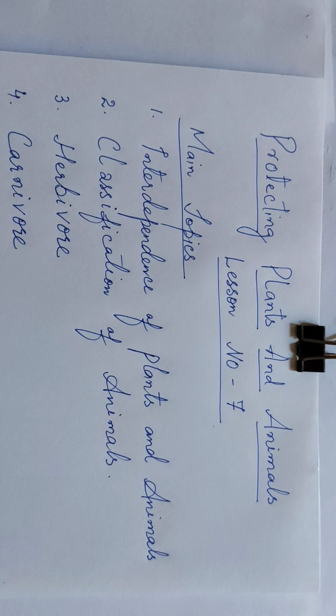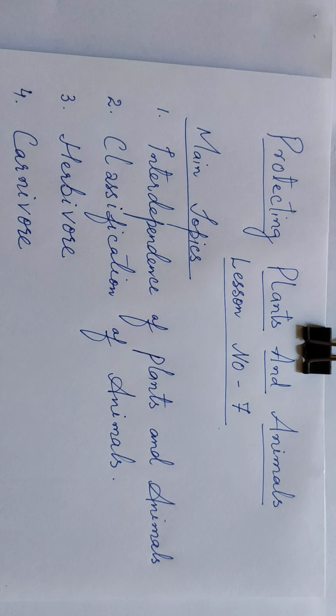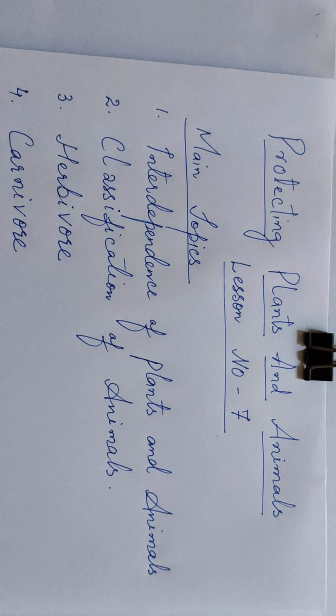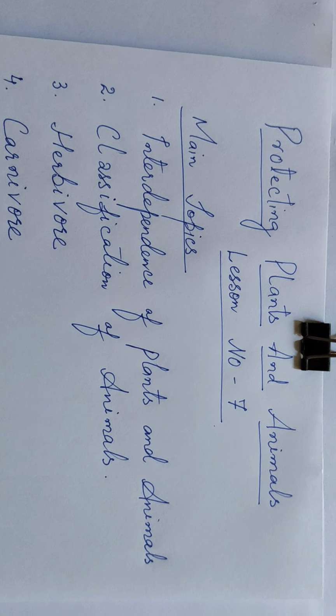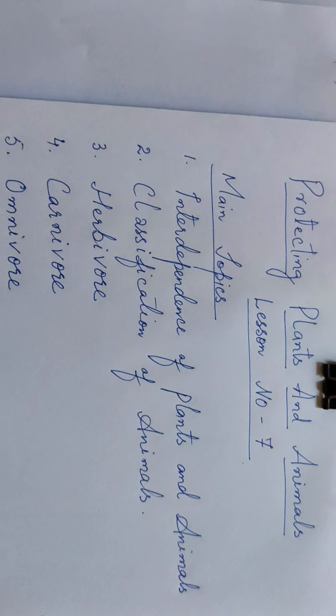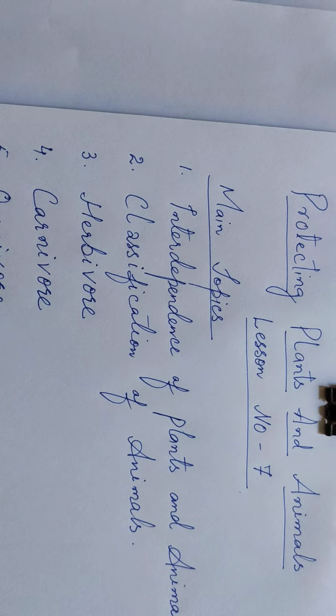As you know, all living things in the world depend on each other. Human beings depend on plants for oxygen, food, clothing, medicines, etc. They also depend on animals for milk, meat, eggs, etc. Animals help us in plowing our fields and pulling carts.